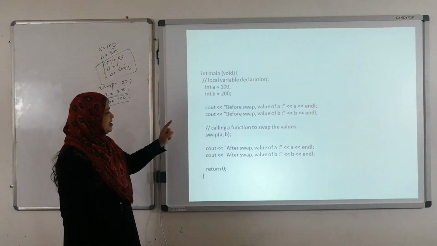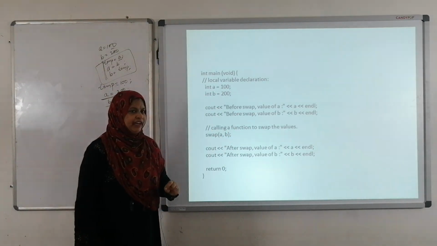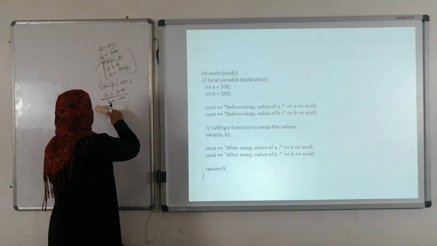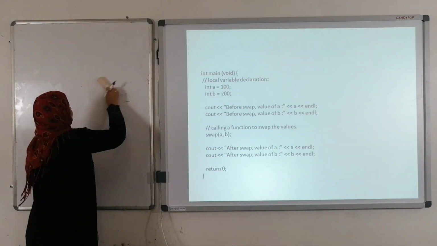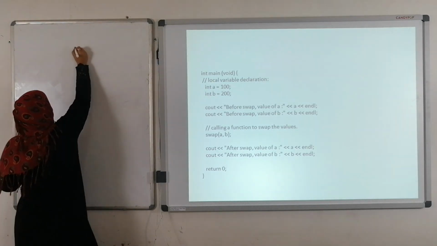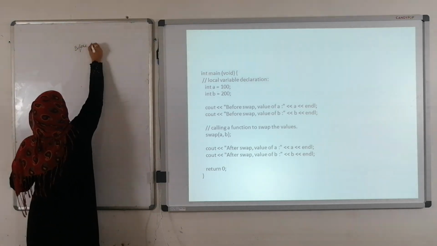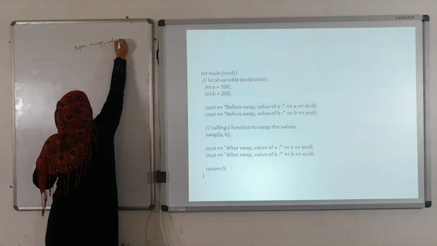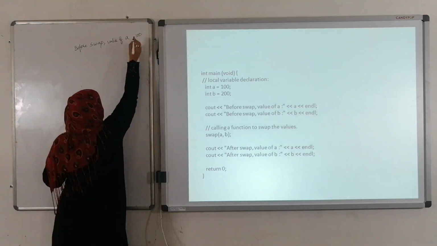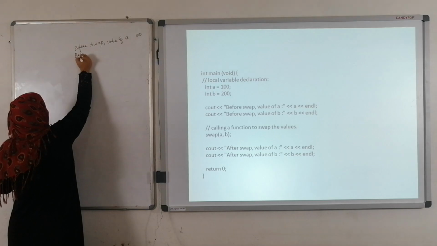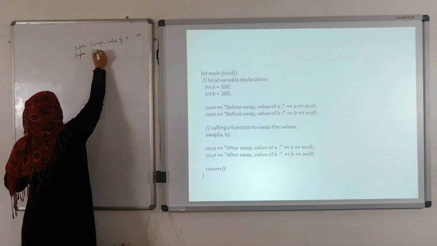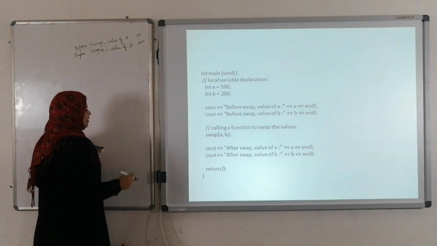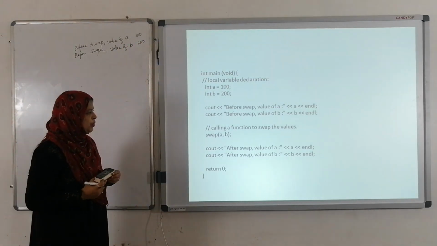Right? Now see the output before swap, value of A. What is the value of A? 100. Before swap, what is the value of B? 200. Right? Here I am writing: before swap, value of A is 100. Before swap, value of B is 200.